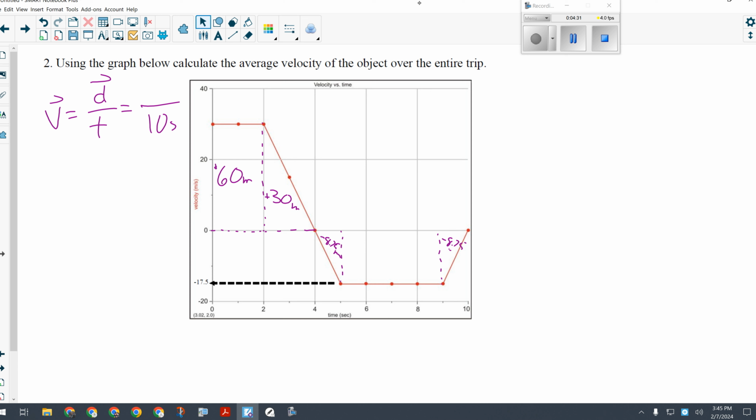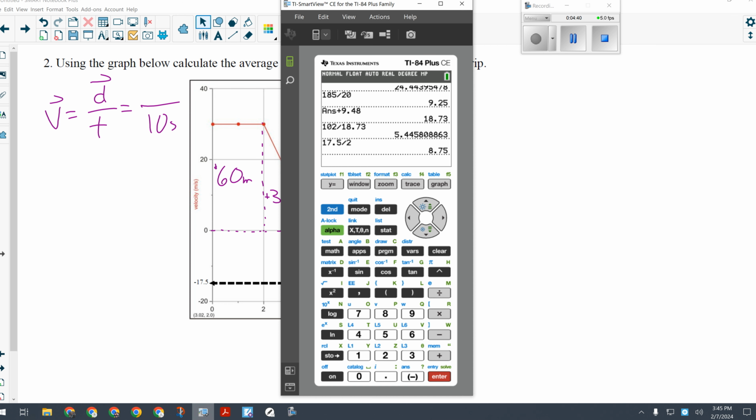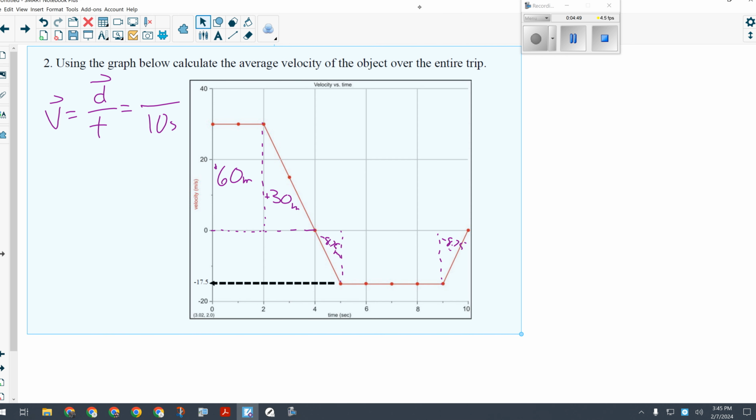And then I've got this rectangle here that is 1, 2, 3, 4 seconds on the base by negative 17.5 high. So 17.5 times 4 gives me 70 meters there.